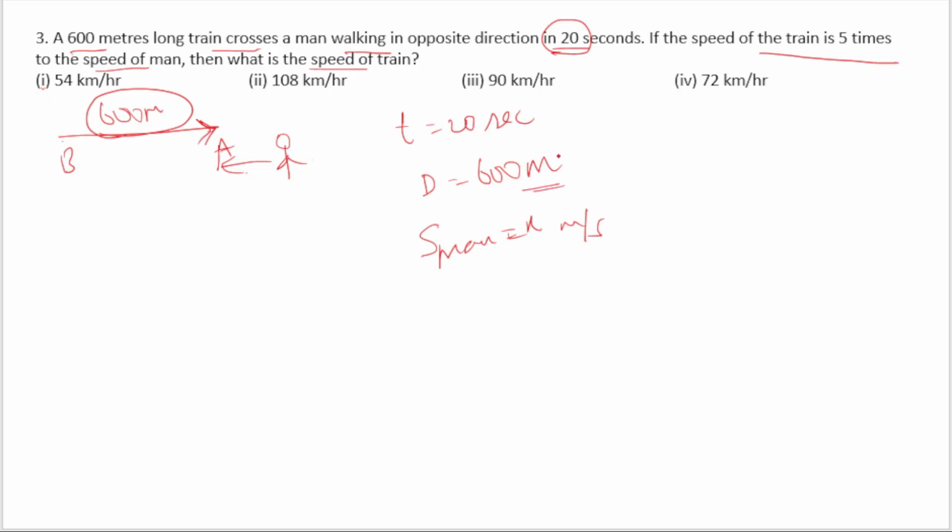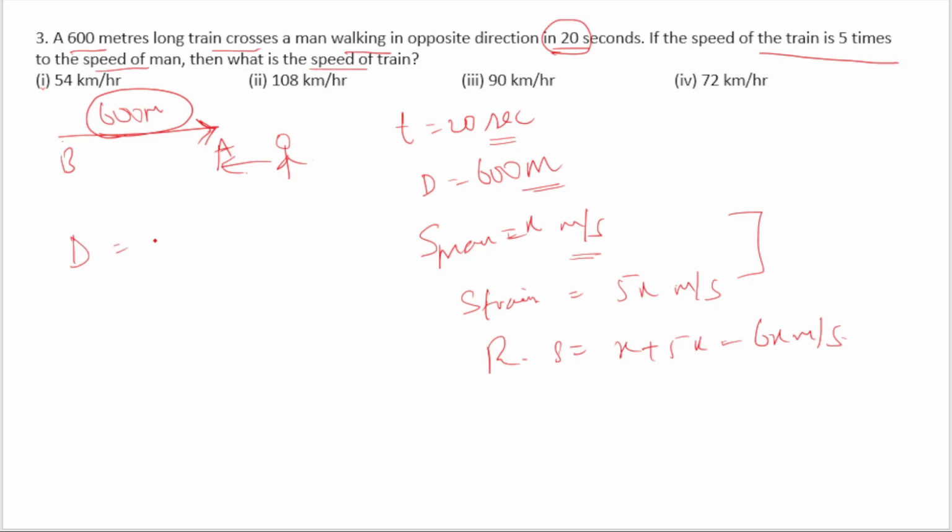Because here we have distance in meters and the time in seconds, we will assume the man's speed as x meters per second. And what will be the speed of the train? Speed of train is equal to 5 times the speed of the man. It is 5x meters per second. So, if train and man are moving in opposite directions, what is the relative speed here? It will be the sum of both the speeds. It is x plus 5x. It is 6x meters per second.